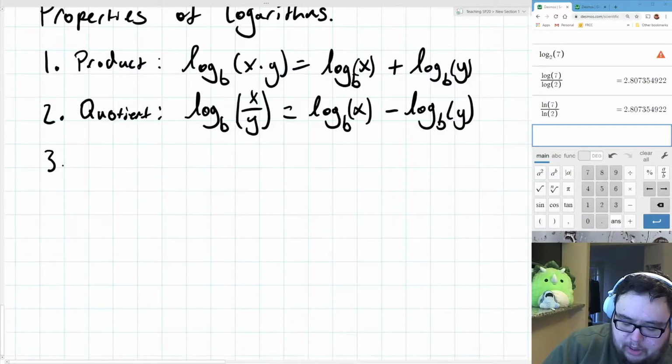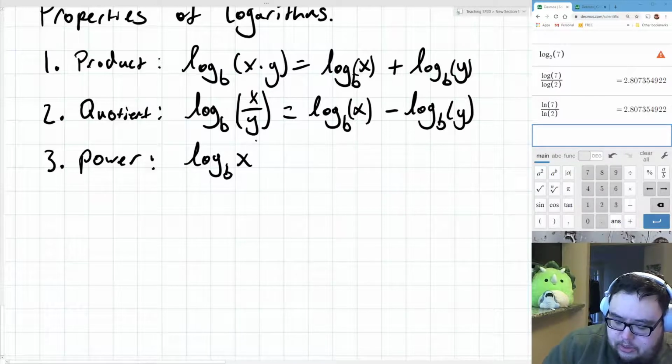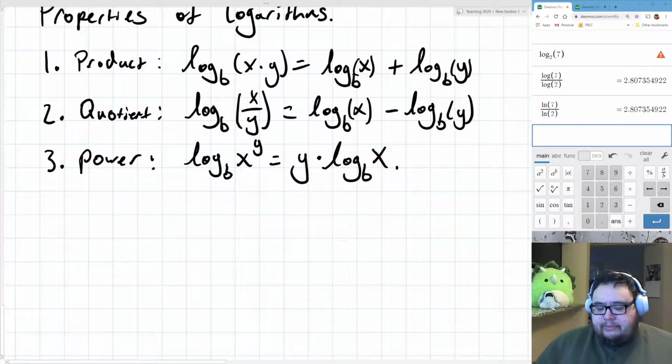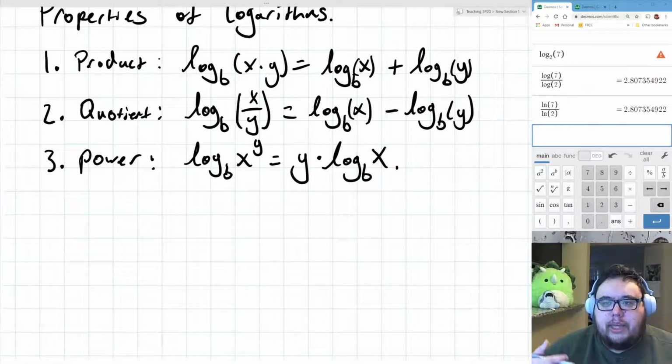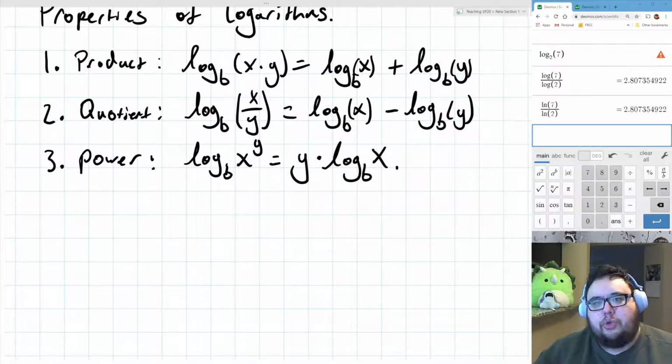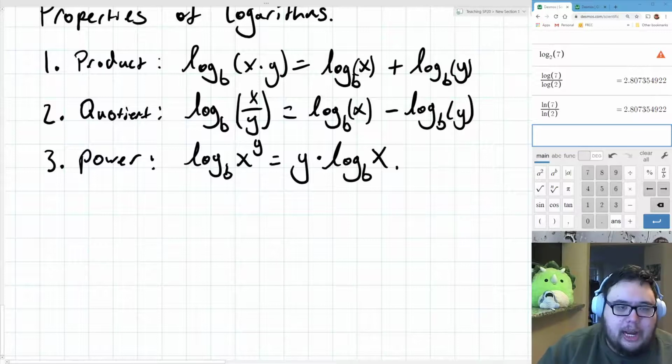And then we get a power property. This is that log base b of x to the power of y is equal to y times log base b of x. So in the same way that previously exponents got related to multiplication, it happens here as well. If you have some power inside your logarithm, you can move that power out in front.